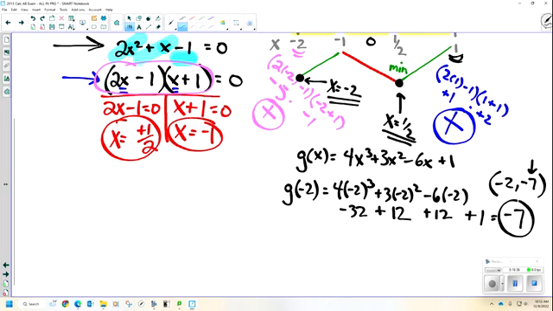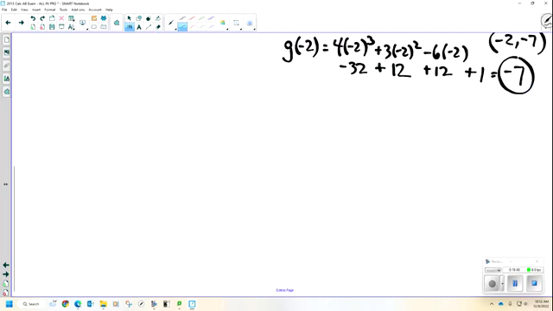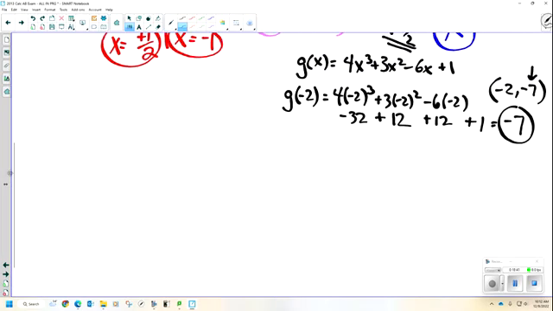We have to do the same thing at x equals 1/2. Okay, so g of 1/2. 4 times 1/2 cubed. That's 1/8 times 4, which is 4/8, which is really a half.